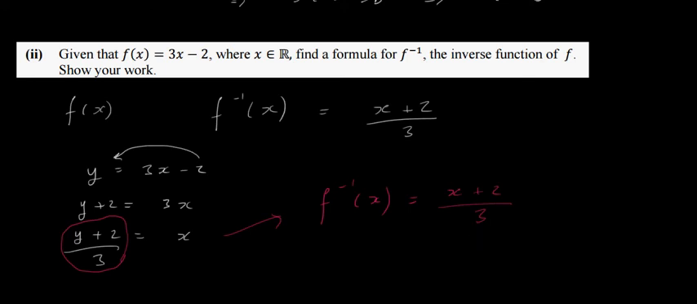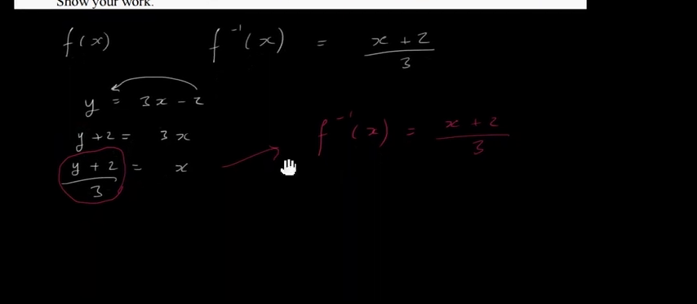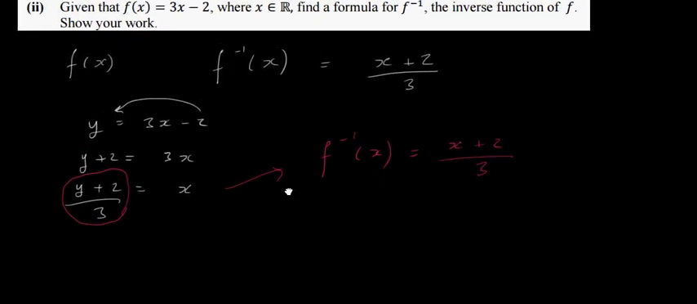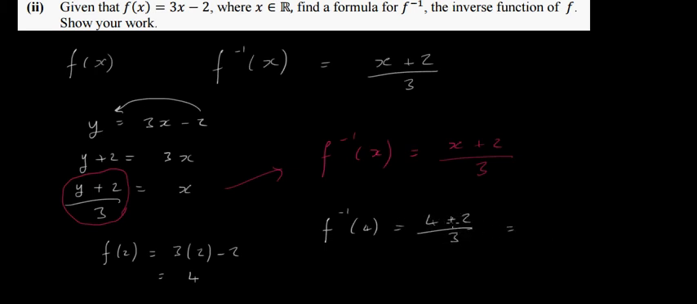So for example, if we take a number and put it into f of x, so say for example let's take the number 2, so let's do f of 2. f of 2 will give us 3 times 2 minus 2, that's 6 minus 2, which is 4. Now if we take that 4 and put it into the inverse function, that will give us 4 plus 2 divided by 3, which will give us 6 divided by 3, which is 2. So we end up with our original x value again. Okay, so that's that bit done.